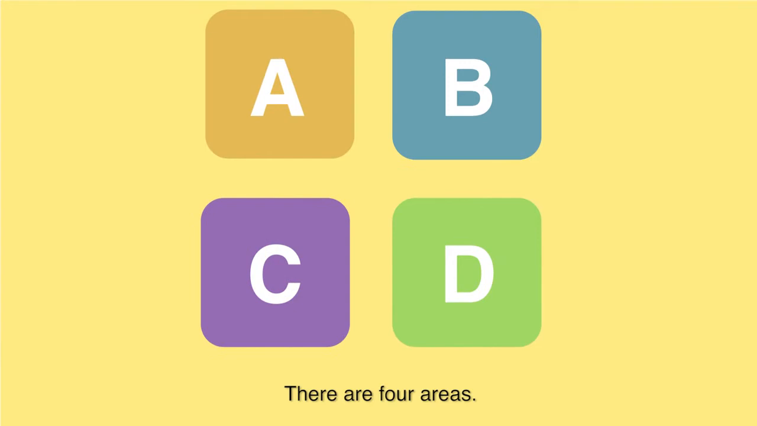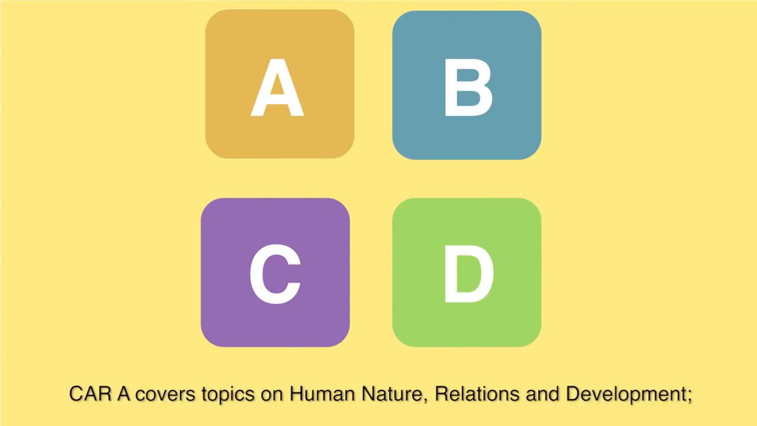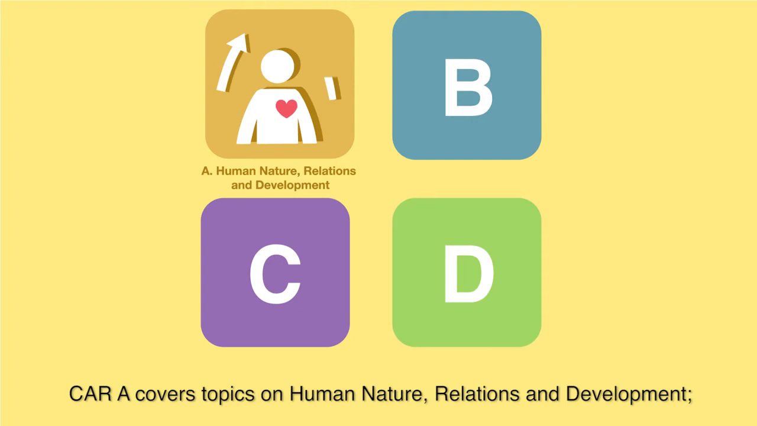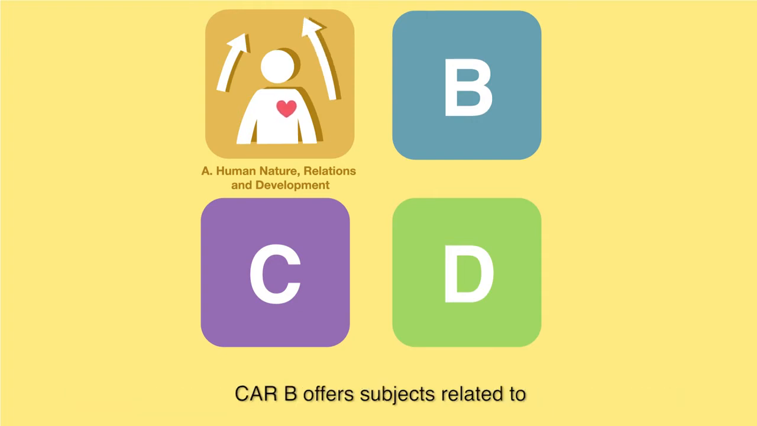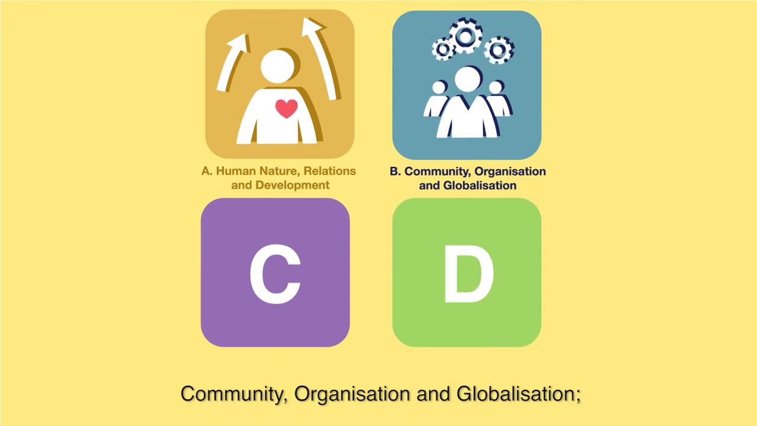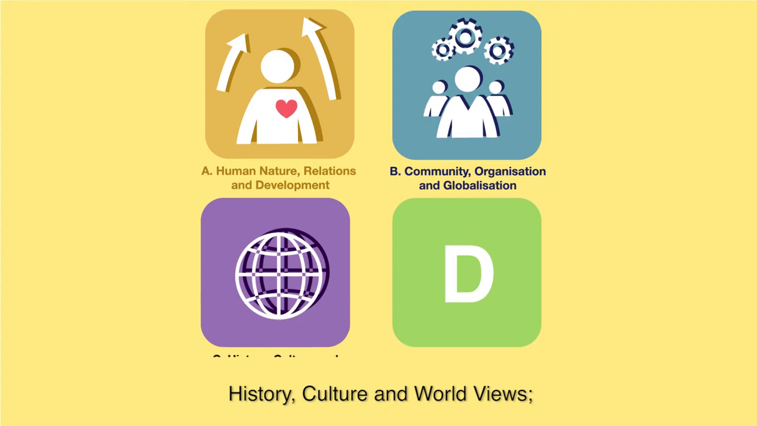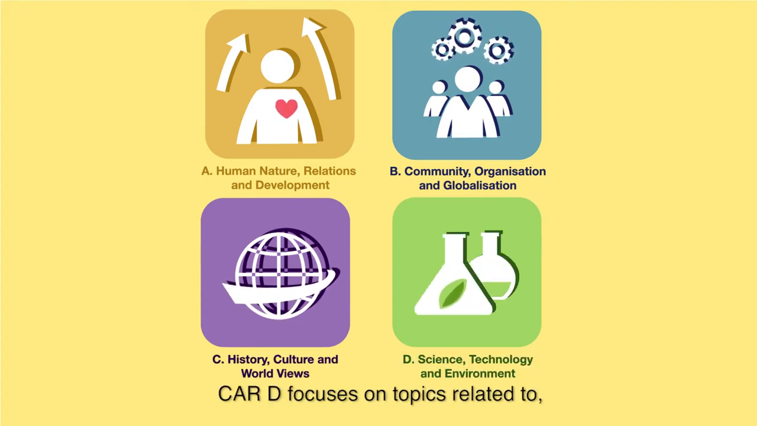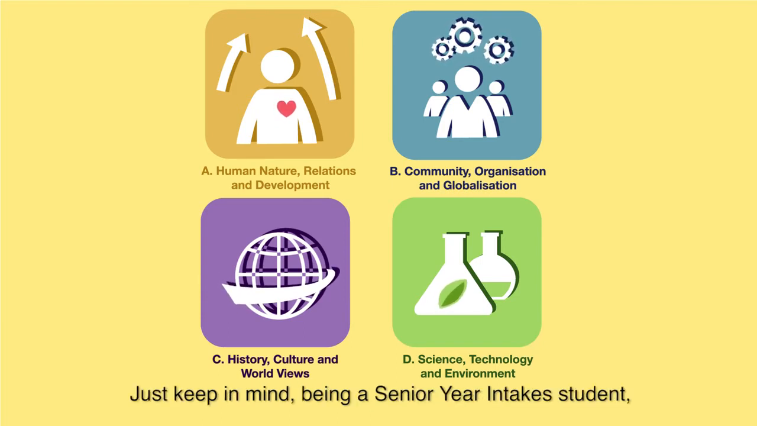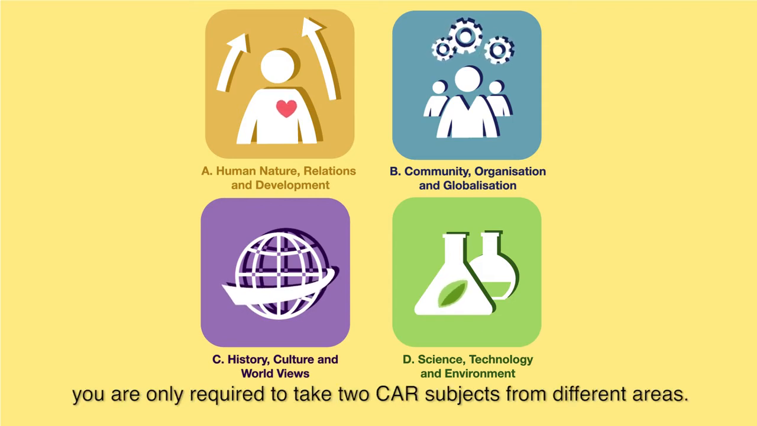There are 4 areas. CAR A covers topics on human nature, relations, and development. CAR B offers subjects related to community, organization, and globalization. CAR C subjects are about history, culture, and worldviews. CAR D focuses on topics related to science, technology, and environment. Just keep in mind, being a senior year intake student, you are only required to take 2 CAR subjects from different areas.